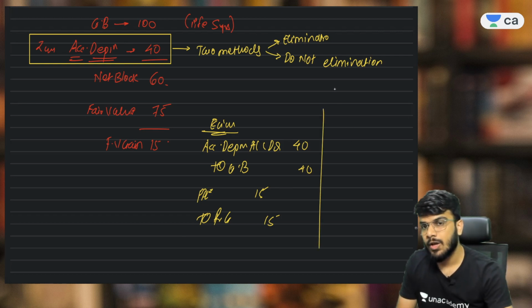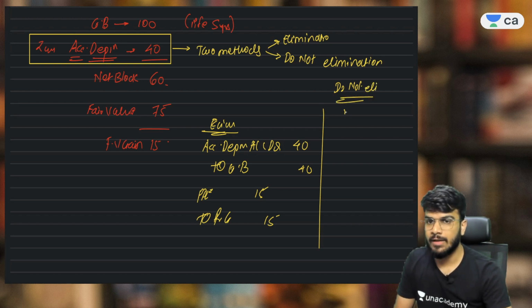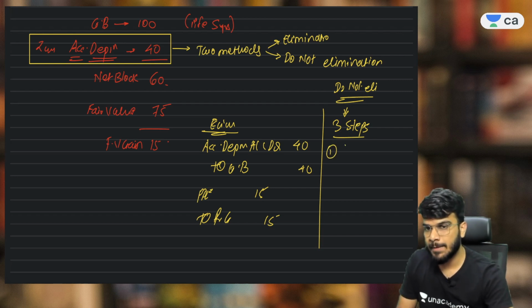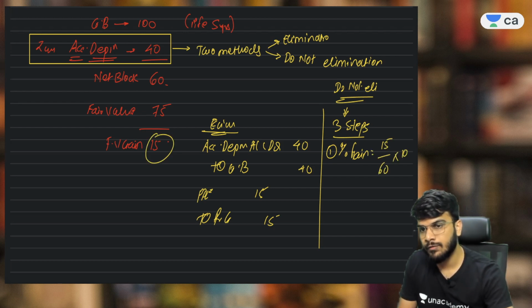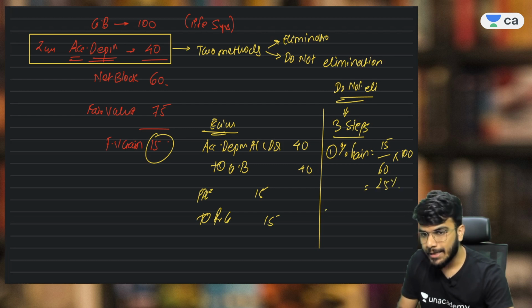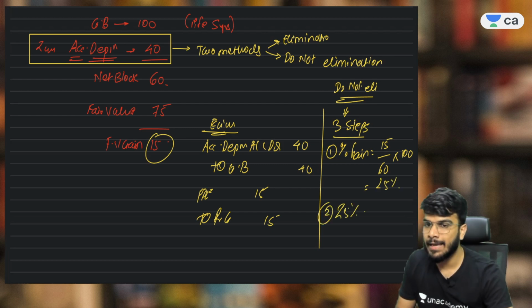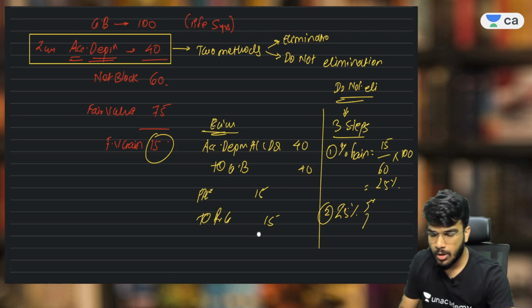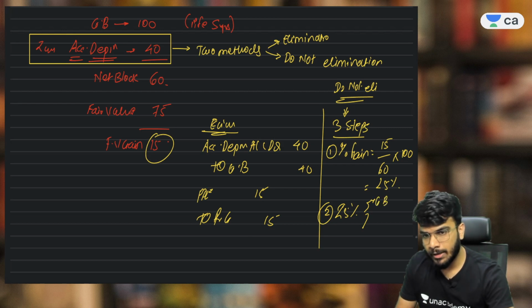The second method is, if you wish to not eliminate this depreciation, then we have to follow three steps. The first step is finding the percentage gain. How will you compute this gain? Your fair value gain divided by the carrying amount, that is 15 divided by 60, which is equal to 25%. In the next step, you will apply this gain on two amounts. The first will be the gross block, and the next one will be accumulated depreciation. If we apply it to gross block, it will be 100 into 25%, that will be 25.